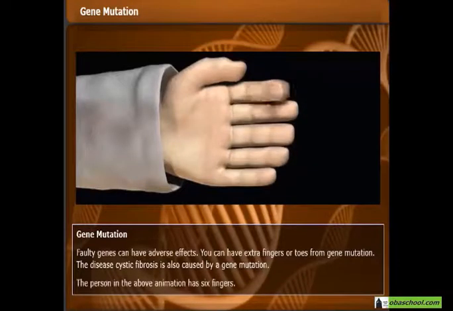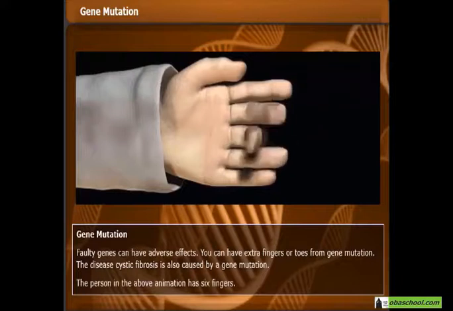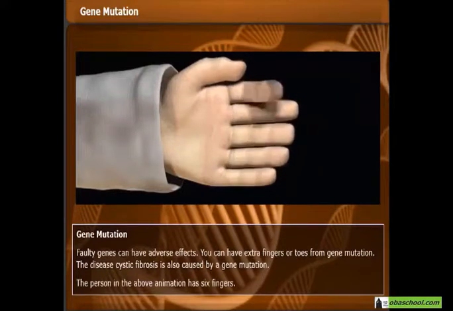Gene mutation. Faulty genes can have adverse effects. You can have extra fingers or toes from gene mutation. The disease cystic fibrosis is also caused by a gene mutation. The person in the above animation has 6 fingers.